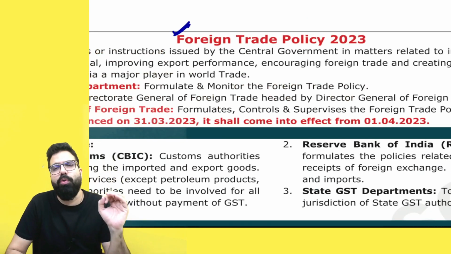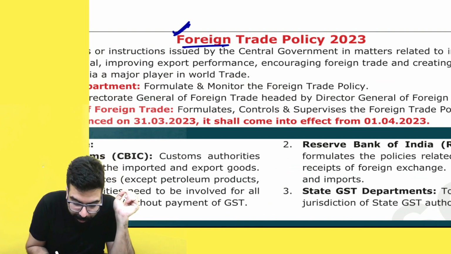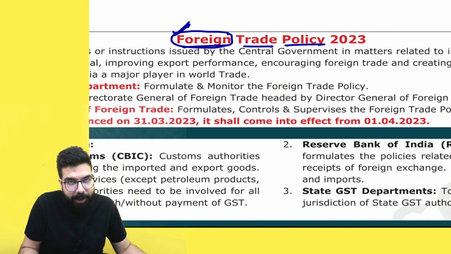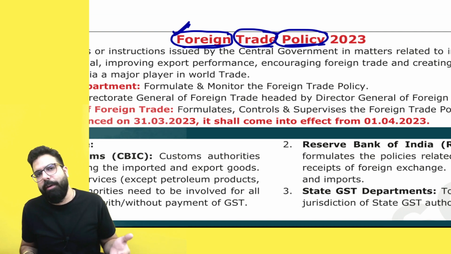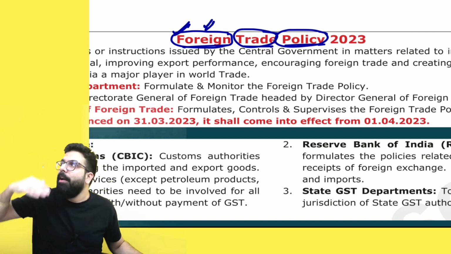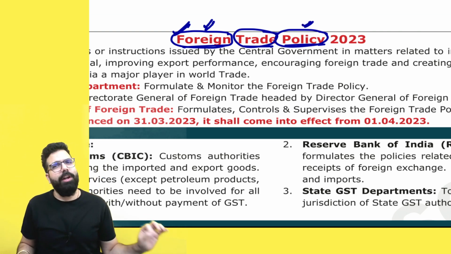Foreign Trade Policy 2023. As the name suggests, foreign means outside India. Trade with foreign countries, what will be the policy of India, that is told in the foreign trade policy. Whenever we are importing, exporting, basically trading with foreign countries, what is going to be our policy, that is told in the foreign trade policy.